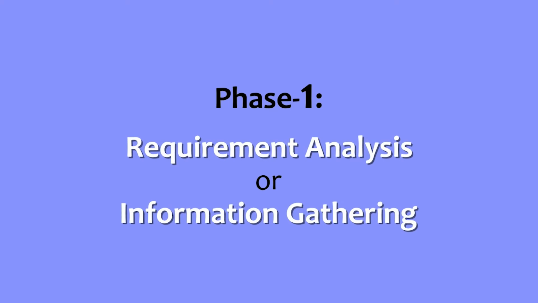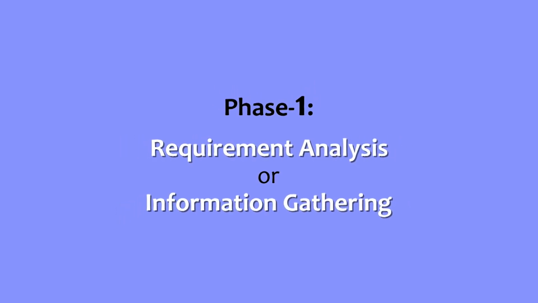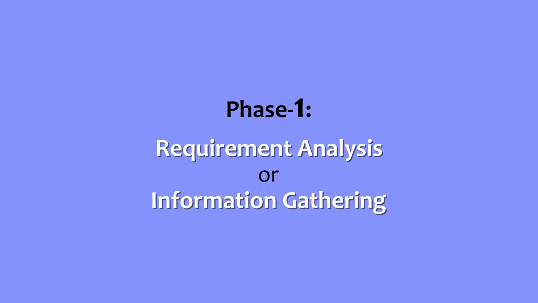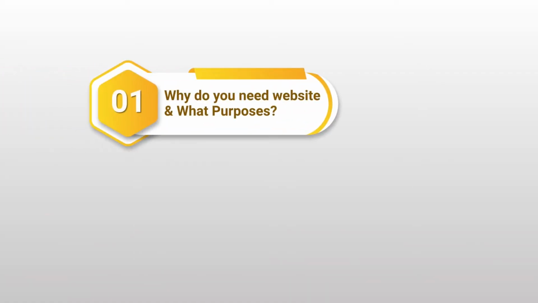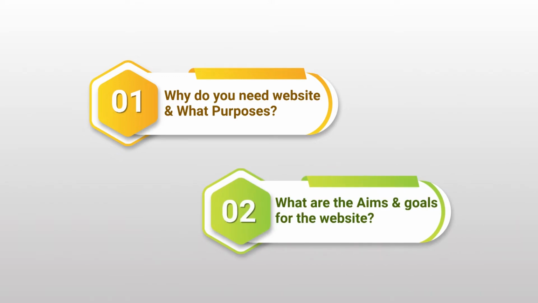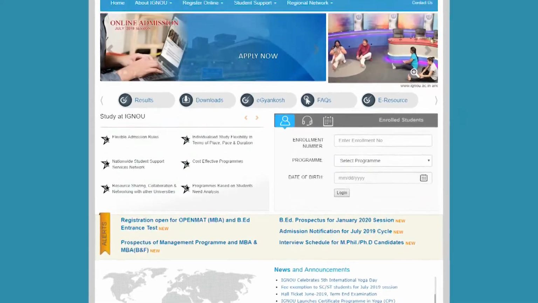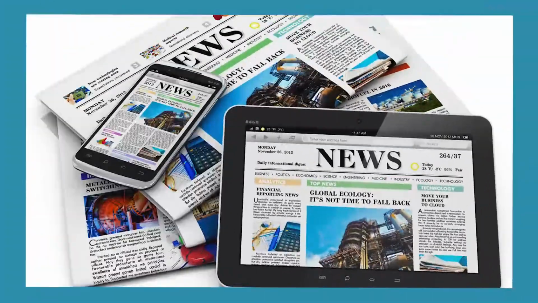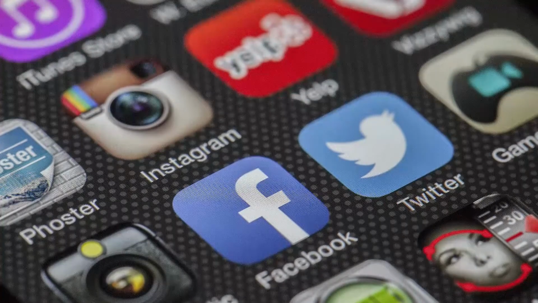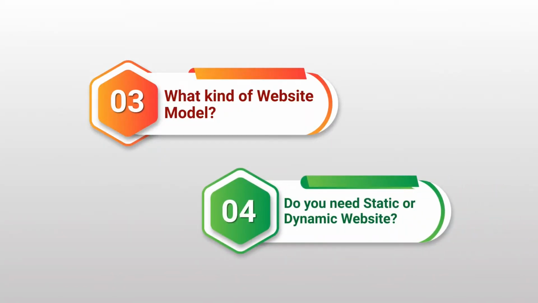In this phase, information gathering starts with defining requirement for a website. To define requirement, you should know the answer of the following questions. Why do we need website and what purpose? What are the aims and goals for the website? What kind of website model, like is it a commercial website or educational website, news publishing website, social media website, etc.? Or do you need static or dynamic website? So, you have to answer before starting the planning stage.